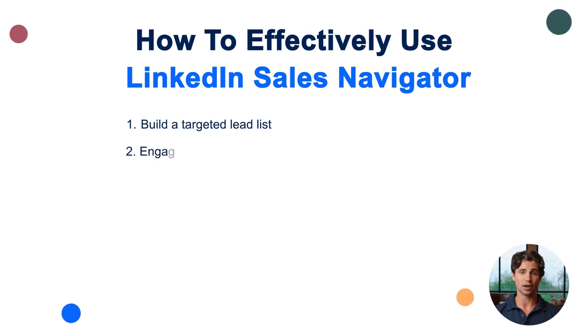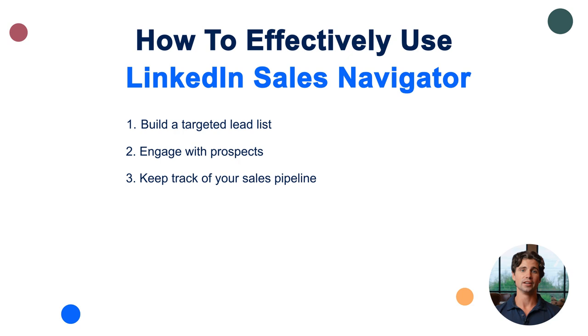Next, you can engage with prospects. Use Sales Navigator lead recommendations and alerts to stay up to date with your target audience's activity on LinkedIn. Send personalized messages to prospects to establish a connection and build a relationship. Keep track of your sales pipeline. Use Sales Navigator's list feature to keep track of your sales pipeline. Create lists of potential customers and move them through your sales process from initial contact to close.